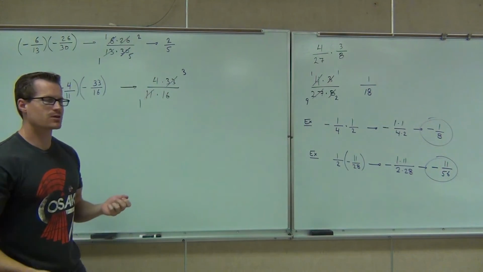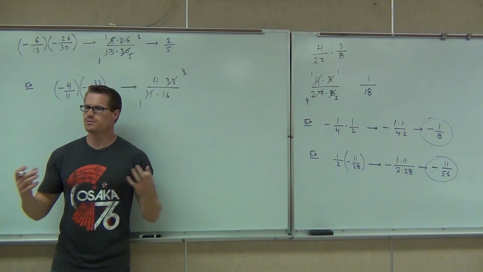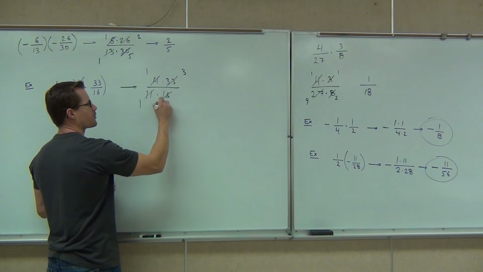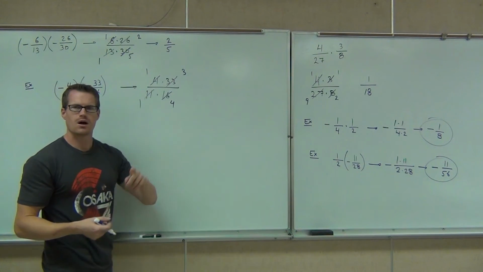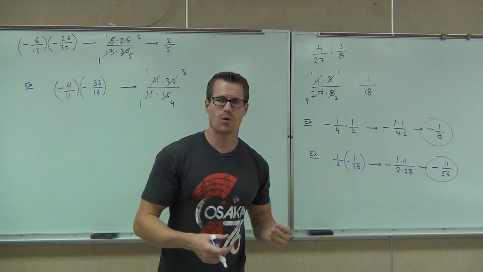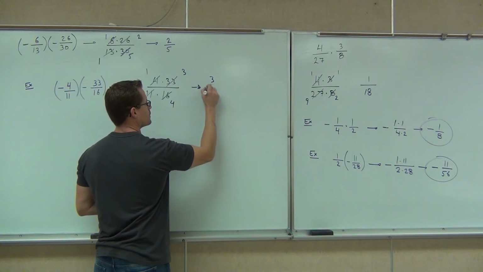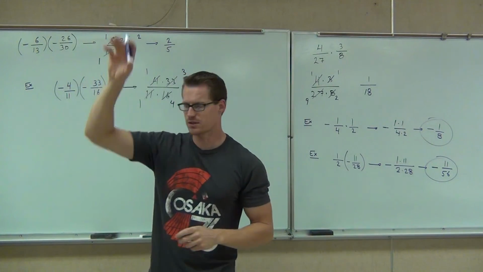Now I'm looking for anything else. I see a 4 and a 16. 4 and 16 share a common factor of 4. 4 divided by 4 is 1. 16 divided by 4 is 4. I look for anything else, I've got a 1, a 3, a 1, and a 4. There's no common factors that are shared anymore. I simply have a 3 over 4. That's our answer. How many people got that one? Good for you, that's fantastic.